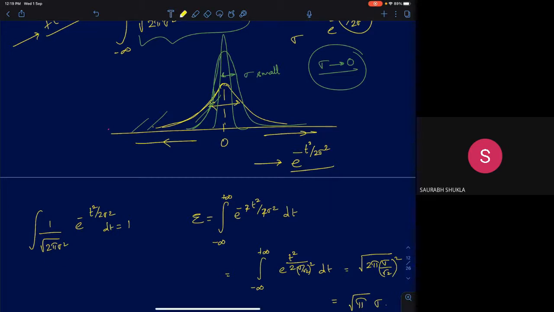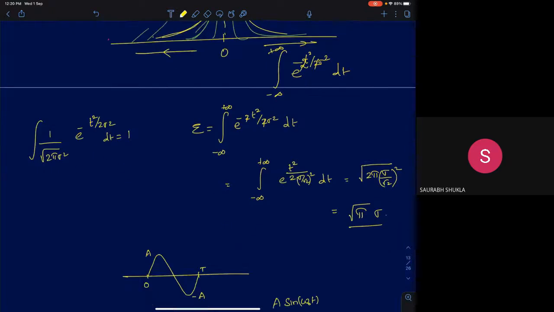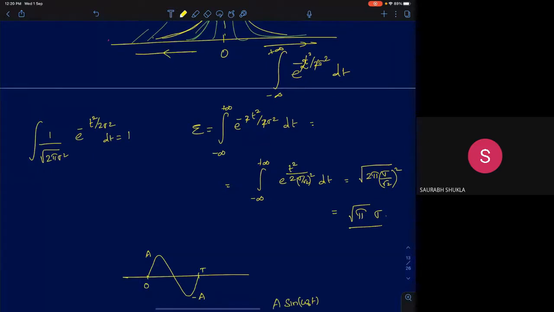Now your job is to find out the energy of the signal. So how do we find the energy? Integrate this function squared. If you square it, you will get a factor of 2 here, dt, going from minus infinity to plus infinity. The 2 and 2 will cancel out. You will be left with an integral which looks like this: integral from minus infinity to plus infinity of e power minus t square by sigma square dt. Now you have to evaluate this integral.